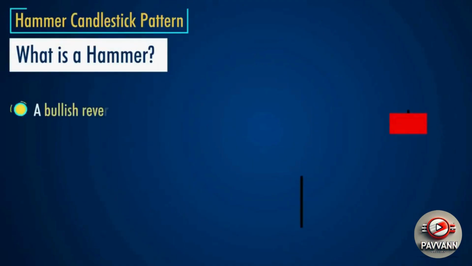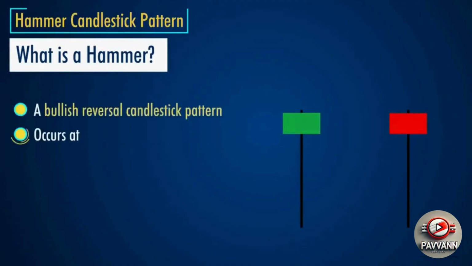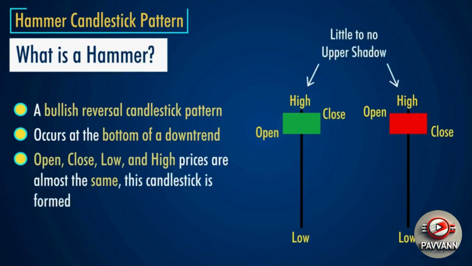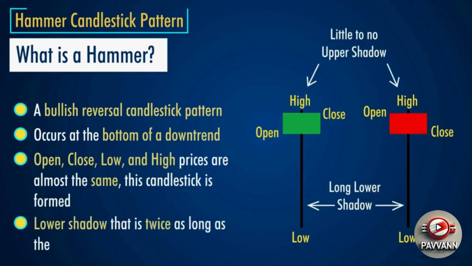So what is a hammer? A hammer is a bullish reversal candlestick pattern that occurs at the bottom of a downtrend when the open, close, low and high prices are almost the same. This candlestick consists of a lower shadow that is twice as long as the real body.